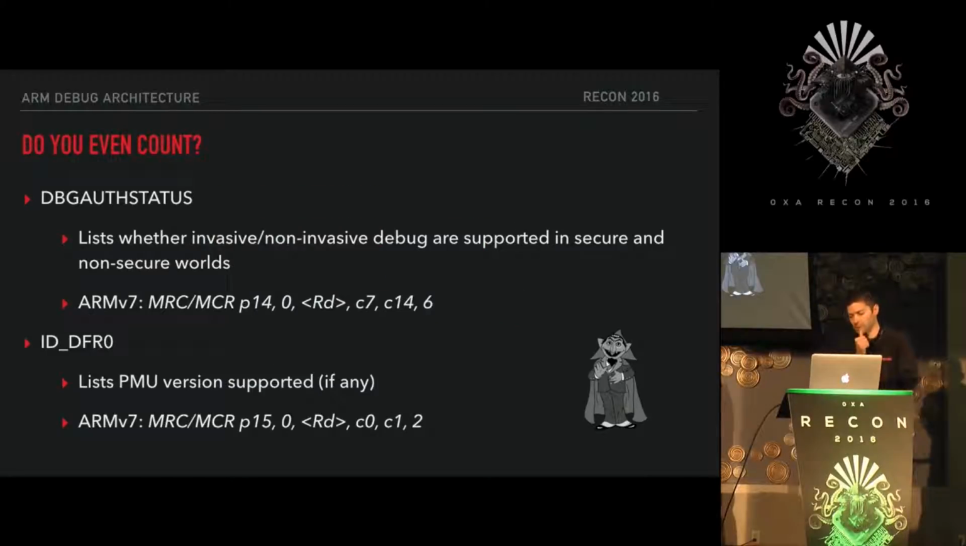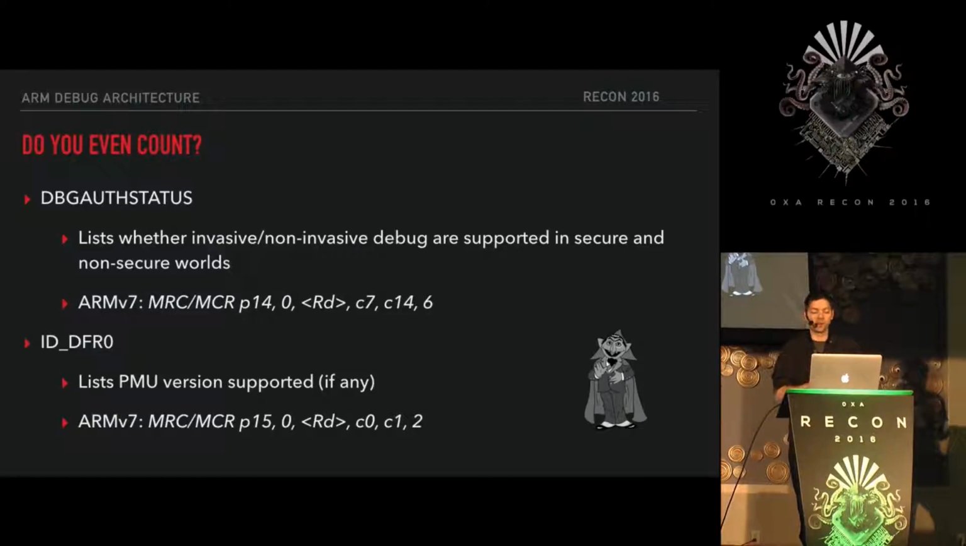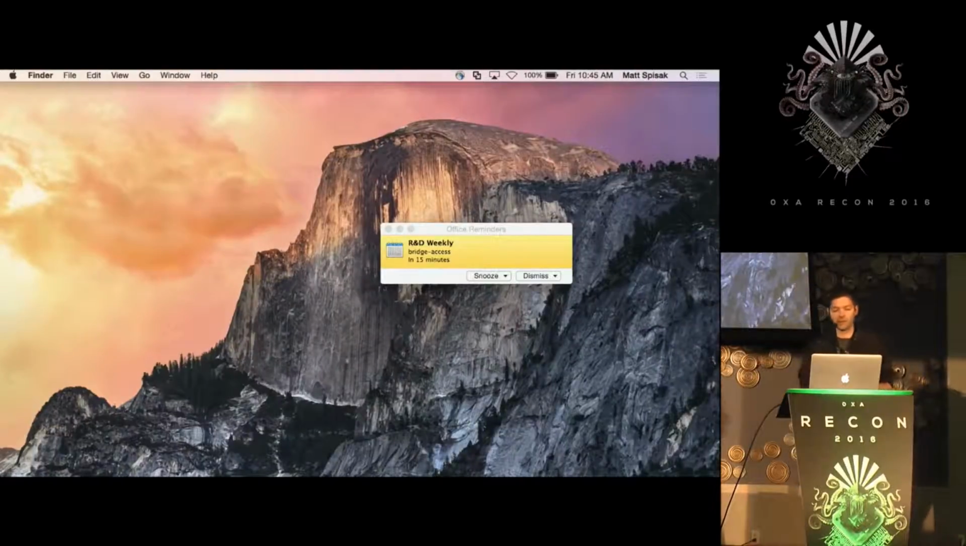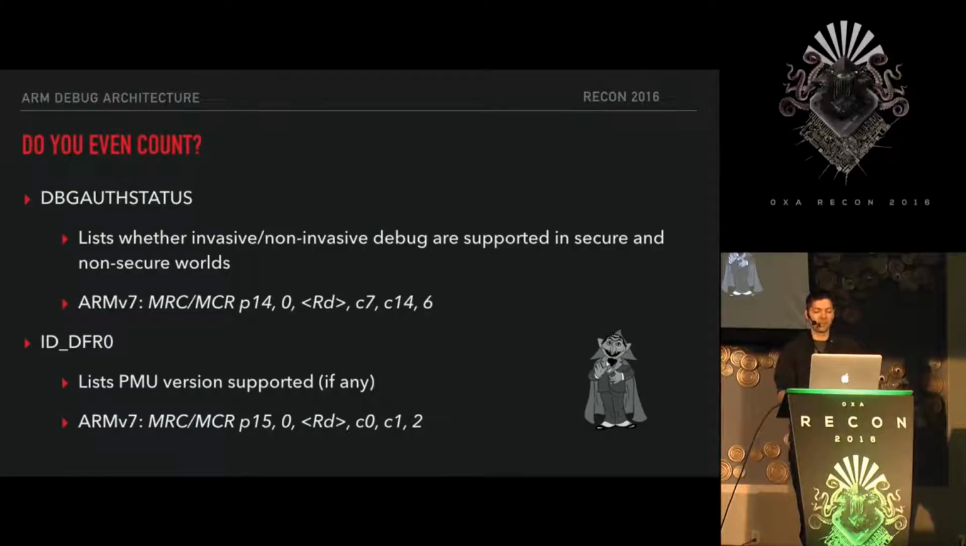So how do you know if a given PMU can count? We have to query. You can start by querying the debug auth status register, which is in the debug coprocessor, CP14. That will tell you whether invasive or non-invasive debug is supported. Once you realize non-invasive debug is supported, you can query the debug feature register to get the specific version of the PMU that this particular chip supports. And ARMv8 introduced PMU version 3.